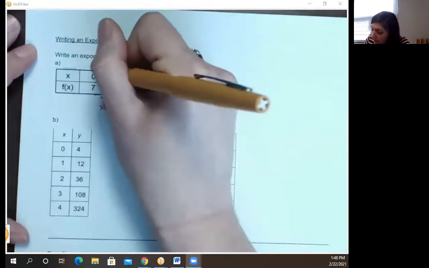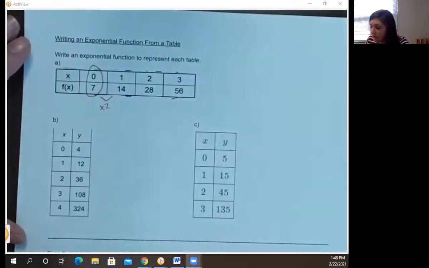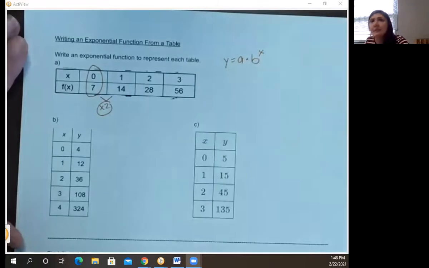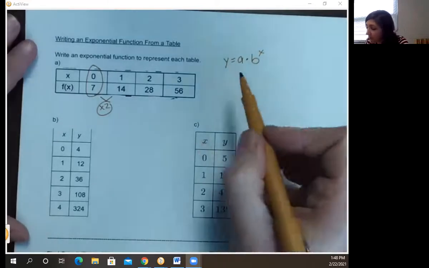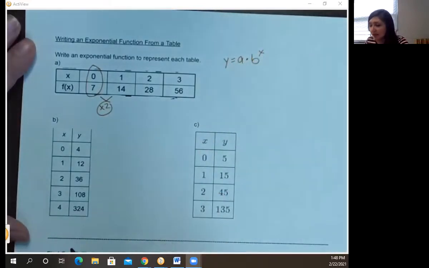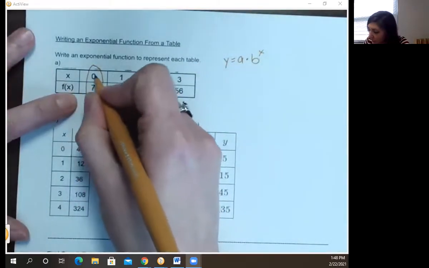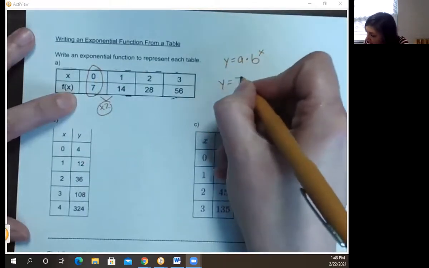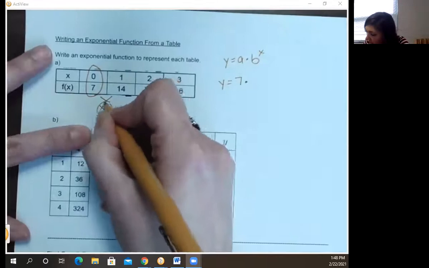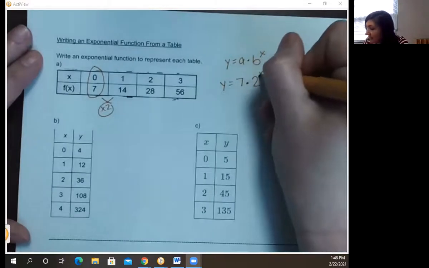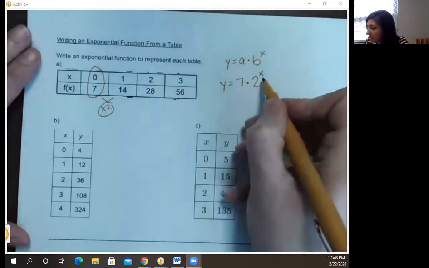So I'm going to need a point from my table, and I'm going to need this, what we call growth factor. So if you remember in our notes, we use this y equals a times b to the x as sort of a generic version of our exponential function. I use the same thing here to write a function based on my table. So my y value when x is 0 is going to go in front. That would be 7 times. And then my growth factor here, or my rate of growth, my rate of increase in this case, goes as the base for my exponent. So this would be 7 times 2 to the x.